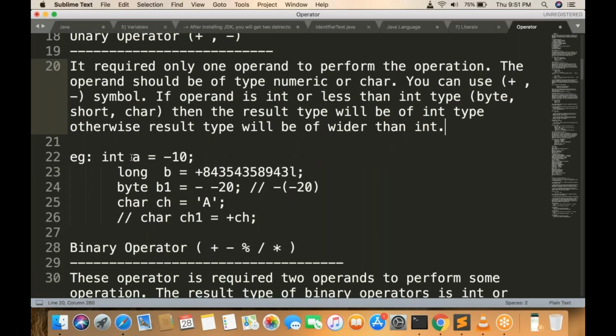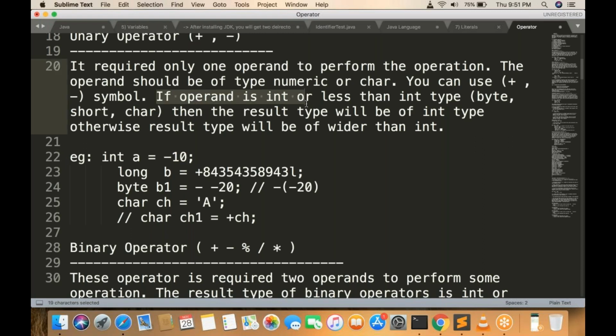See here, int a is equal to minus 10. So we are using minus with one operand. 10 is one operand, minus is the operator. This is a unary operator. Similarly, here you can see, if the operand is int, what is the type of this 10? Int, right?